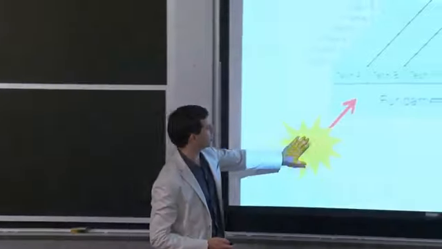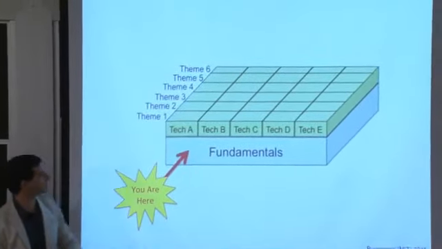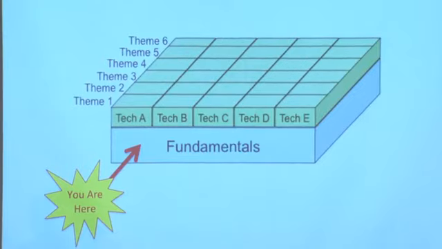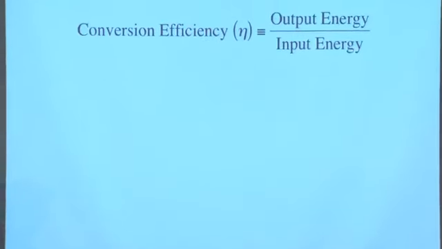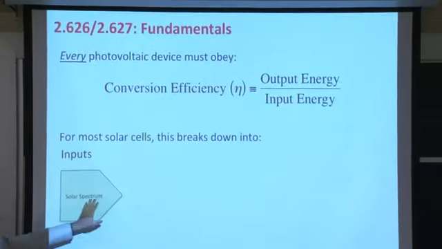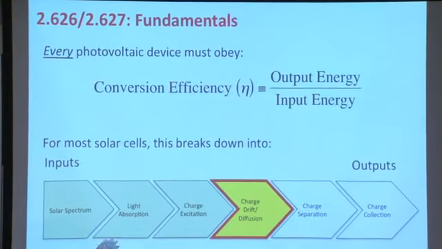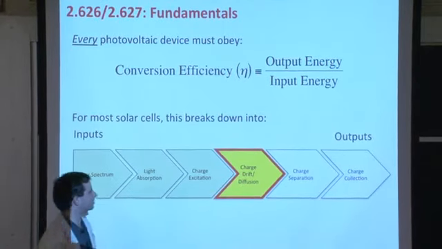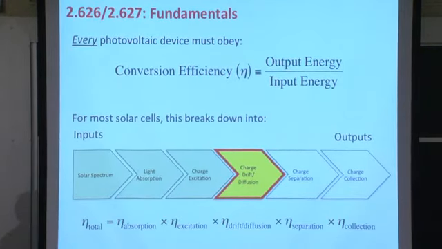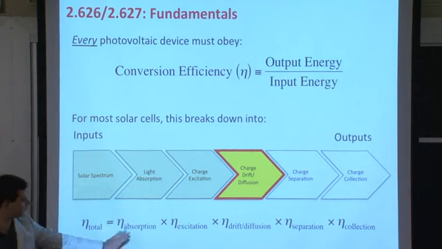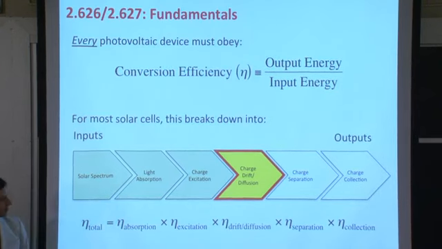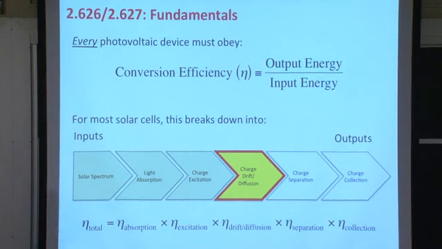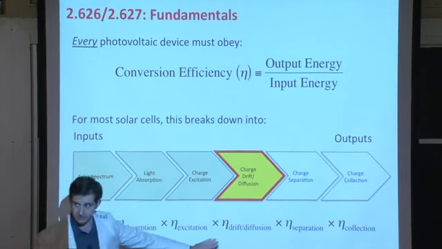To remind everybody, you're here in the fundamentals. We'll be getting to the technologies and cross-cutting themes after we really have a good, solid understanding of how a solar cell works. The conversion efficiency is the output energy versus the input. We have our inputs in the solar spectrum, the outputs in charge collection, and we've been steadily making progress down toward the outputs here. We discussed the solar spectrum, then light absorption, then charge excitation, and finally now we're on to charge drift and diffusion. So we have the total solar cell efficiency as a product of all the individual processes, and any one of these processes can kill the efficiency of the device.